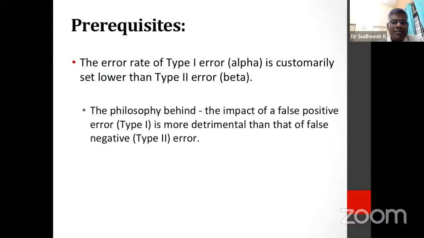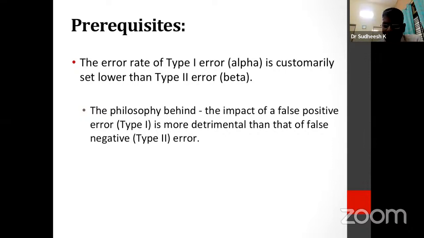Generally, the error rate of alpha error, that is type 1 error, is customarily set lower than the type 2 error. The philosophy behind it is that the impact of a false positive error is more detrimental than the false negative error. To elaborate on this, generally what we do is we keep alpha error or type 1 error at 0.05 and type 2 error or beta error at 0.2, or in other words, power of 0.8 or 80%. That is what is meant by alpha and beta error.